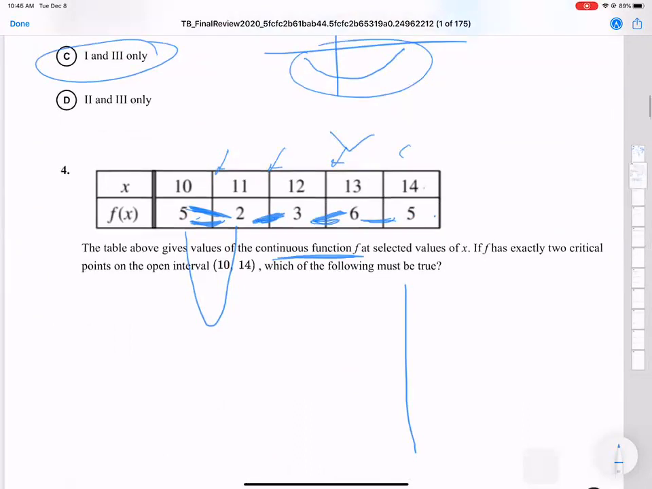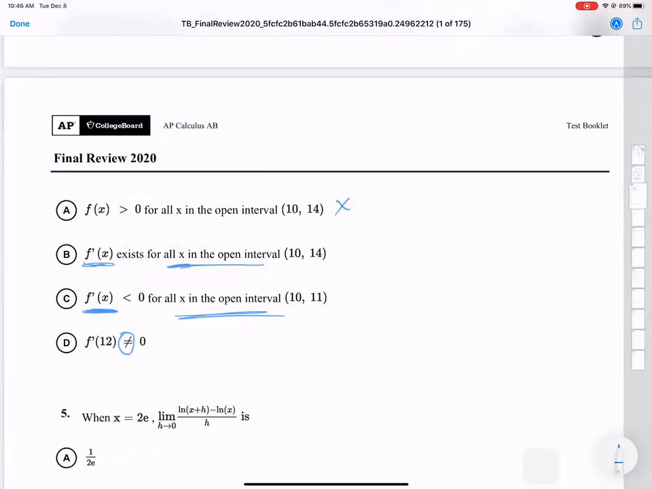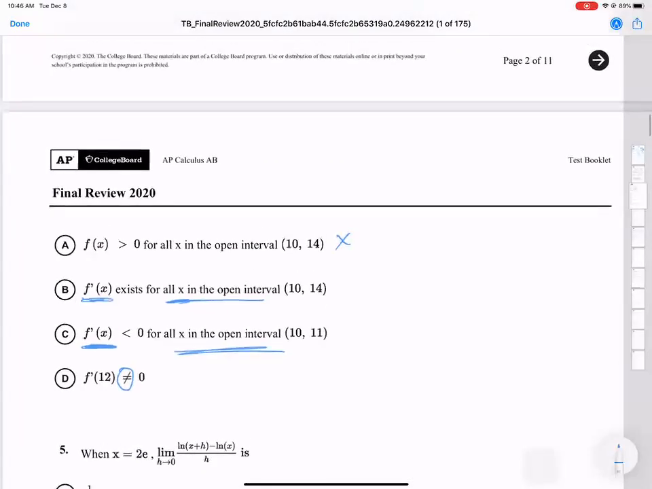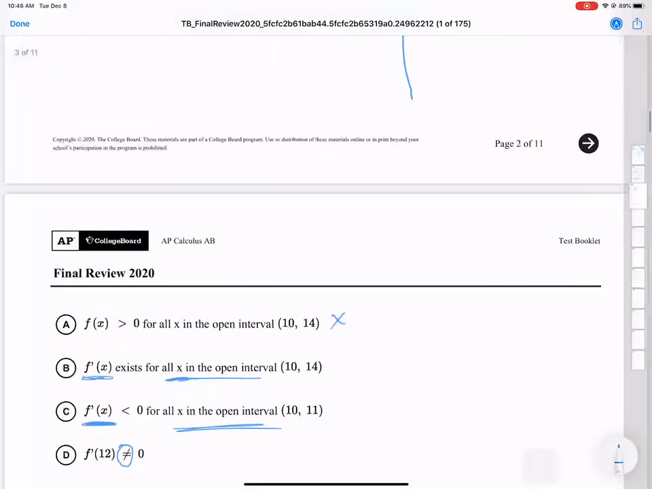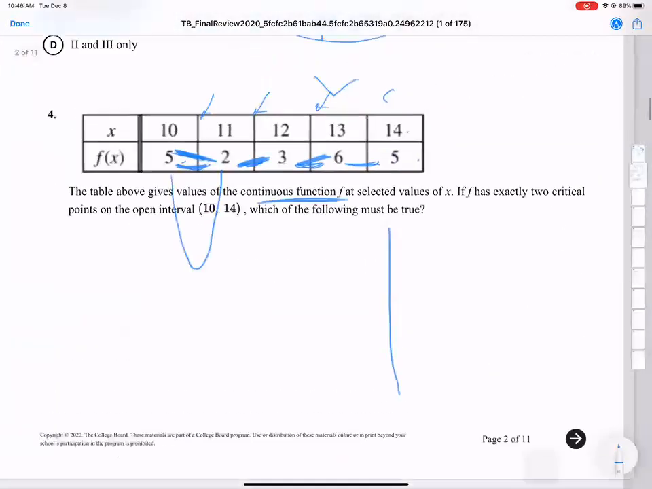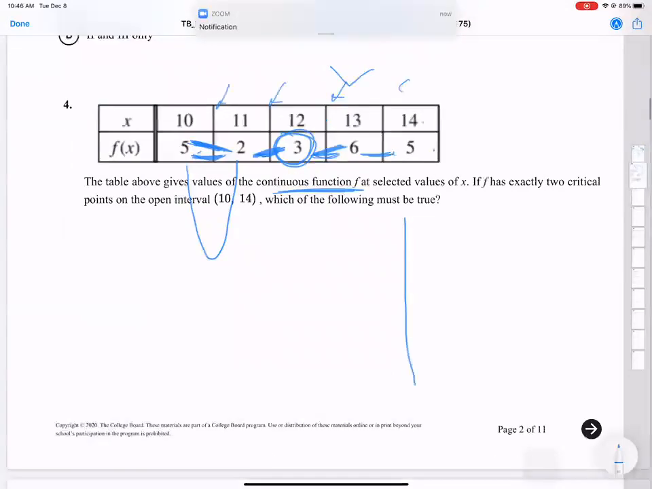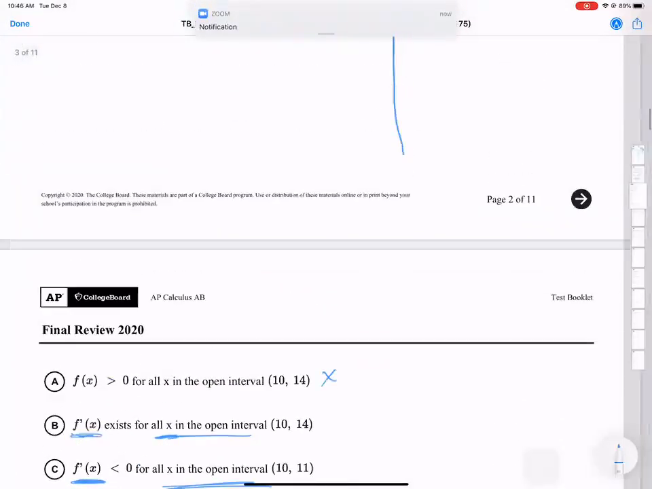The last one is, can you guarantee me that f prime of 12 is not 0? Okay. I guess that's the answer. Well, I guess, but is the slope at 12 not 0? Can you guarantee me the slope at 12 is not 0? Let's see. Slope at 12. Okay, can you guarantee me it's not 0? Yes.